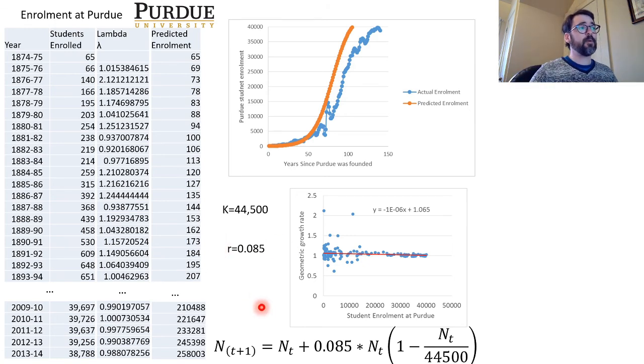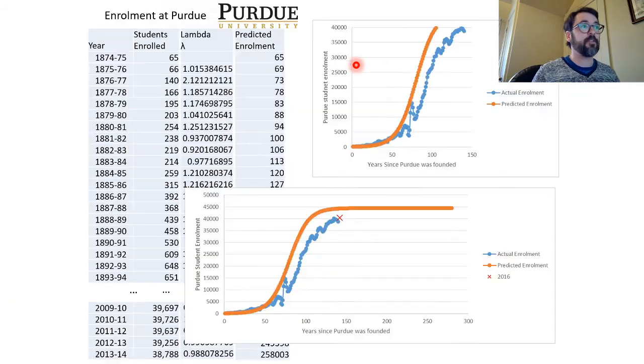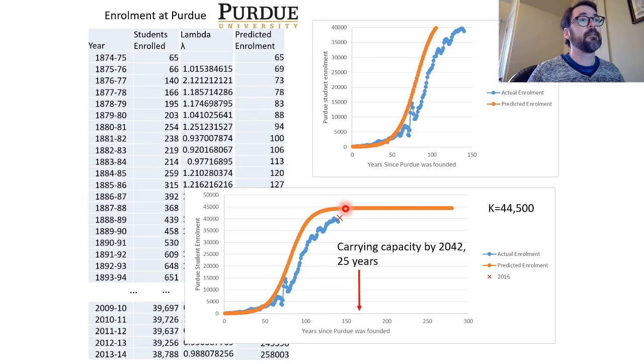But we can cast this forward, right? Now we have a model of this. We could say, well, what do we predict going forward to the year 2050 or something like that? So we can do this. Now that we have a model, we can go here. You can see I added an X for 2016, which was the best data I could find. But you can see that we predict that Purdue is going to reach its carrying capacity by the year 2042.